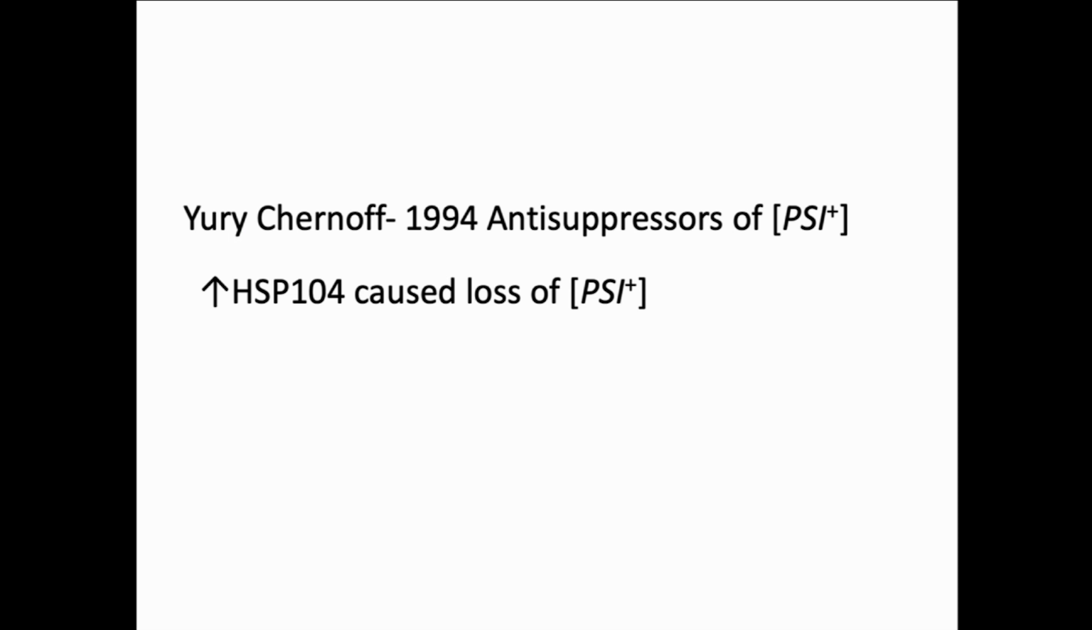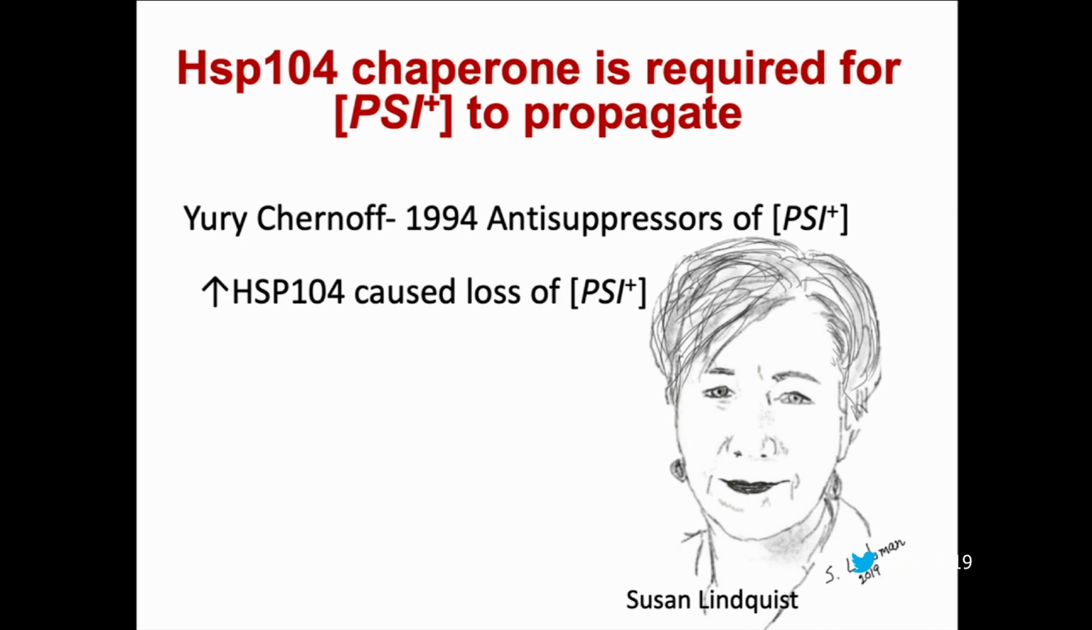And one of the clones that he pulled out was the HSP104 gene that in high copy caused loss of Psi. And since we were in Chicago down the street from Sue Lindquist, who had a bunch of HSP104 mutants, we talked her into working with us and getting some of her mutations. And together we showed that either overexpression of HSP104 or deletion of HSP104 caused loss of this esoteric Psi factor.